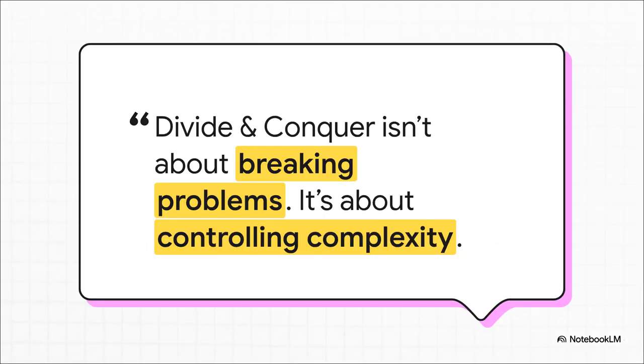And this really gets to the heart of it. Divide and conquer isn't just about breaking problems into pieces. It's about controlling complexity. It's a method for turning one overwhelming, confusing challenge into a series of smaller, predictable, and manageable tasks. It's a mental model that works for so much more than just code. So the real question I'll leave you with is this. What big, complex problem in your life could you solve if you just stopped trying to solve it all at once?